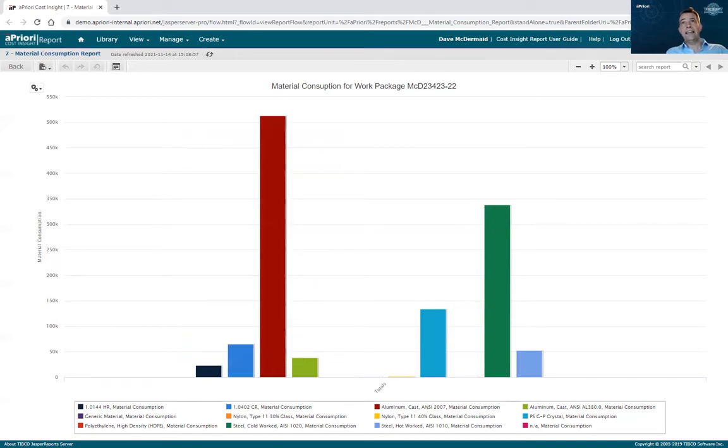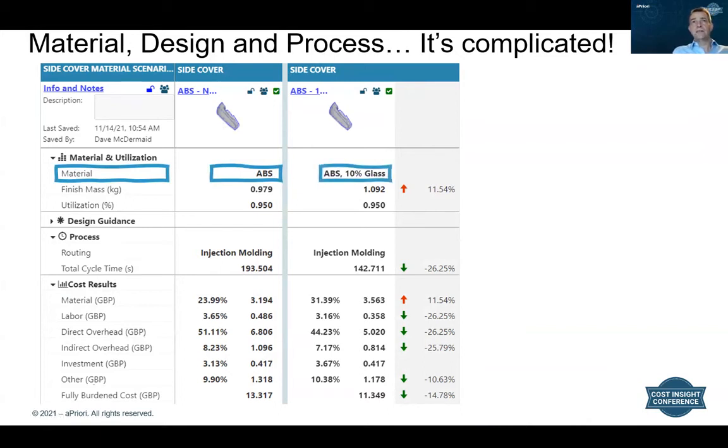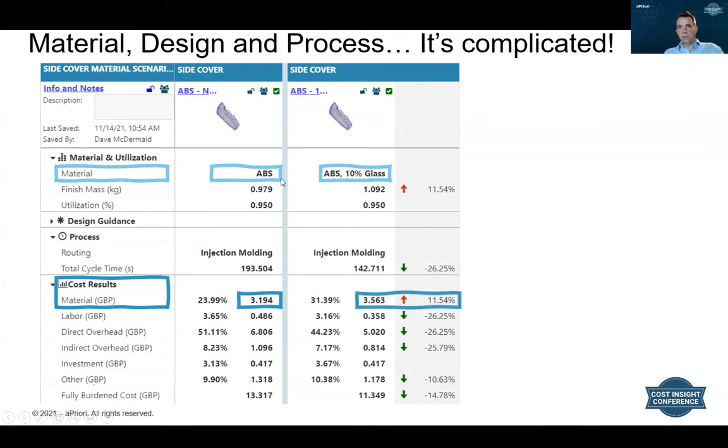But it's slightly complicated. Here's an example of two design options that we were exploring. The left-hand component, the original component, we planned to be made in basic ABS, and the other one is one with a glass fill in it. Now we chose ABS for the original design because it's cheap material. The glass one is 11.54% more expensive.